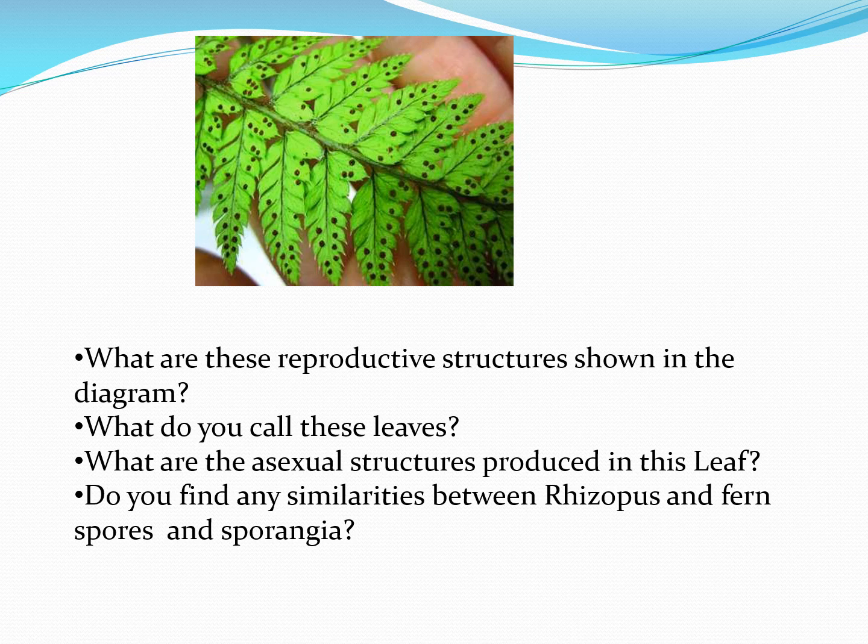Next question. What are the asexual structures produced in this leaf? Leaves possess sporangium which contains spores. When sporangium is ruptured, spores are released and carried by air. So when they fall on a suitable substratum, they develop into a new organism. Last question. Do you find any similarities between Rhizopus and fern spores and sporangia?